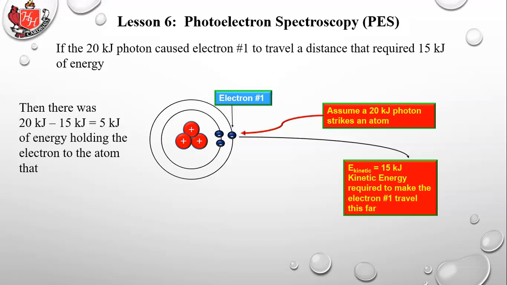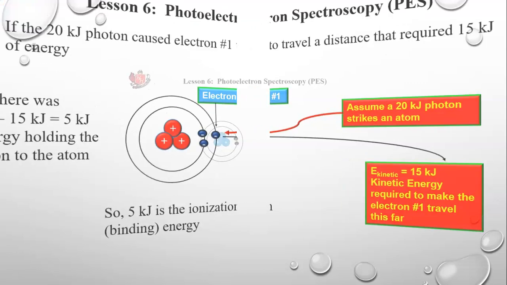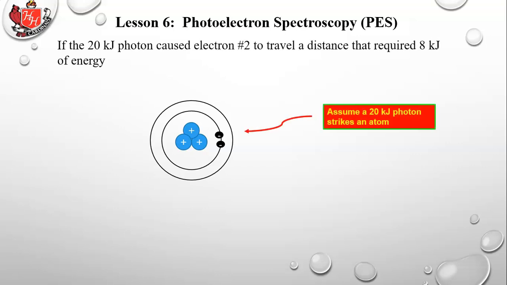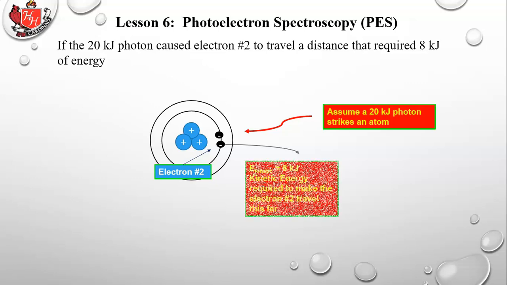Okay, let's check out electron number 2. So 5 kilojoules is the ionization or binding energy for electron number 1. Now let's do electron number 2. Electron number 1 is gone. So you hit electron number 2 with 20 kilojoules of energy. It flies out with 8 kilojoules of energy. So that's a difference of 12 kilojoules.